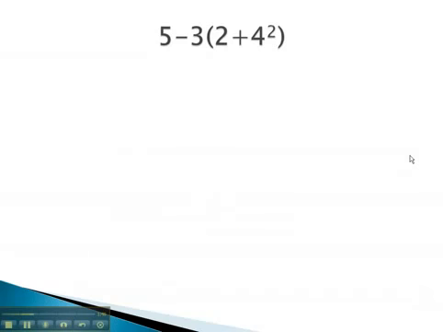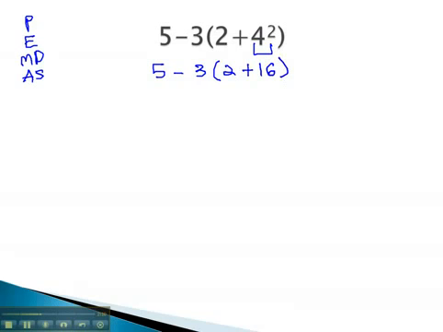Let's try an example where we can see the order of operations worked out. In this problem, if we keep in mind PEMDAS, or please excuse my dear Aunt Sally, we know we have to do the parentheses first, and inside the parentheses, the exponent must be done before the addition. So we have 5 minus 3 times 2 plus 4 squared, which is 16. Continuing to work on the parentheses, we have 2 plus 16. So now our problem reads 5 minus 3 times 18.